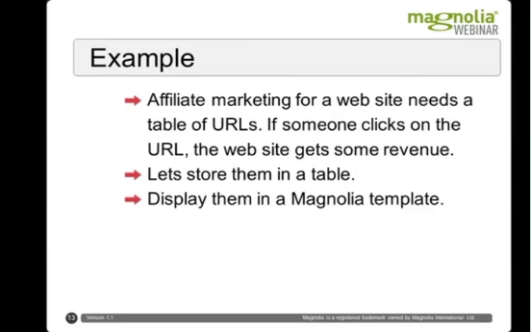The common way this is found on the web is that there'll be sites that, let's say, have lots of pictures of clothes that they recommend. And if someone who comes to that site clicks on the clothes and then goes through and buys them, then the original website gets a cut. The way we're going to implement that is with a table of URLs, and each URL is going to have a little description. Then we put those in a table, and you'll be able to display them on a Magnolia template.